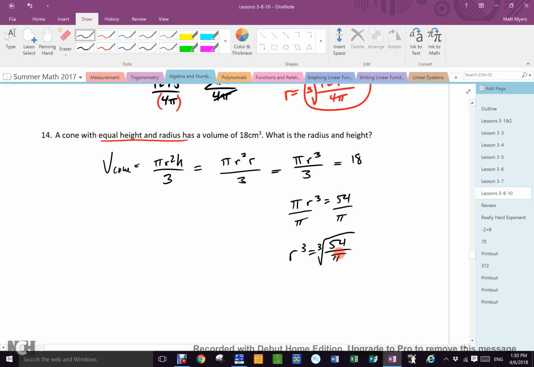Okay? If you're going to do it with a calculator, it's going to be 54 divided by pi, which is around 18. And then the cube root of 18 is somewhere around 2.5. That would be your answer. Great. Both of them are acceptable. This one is better.